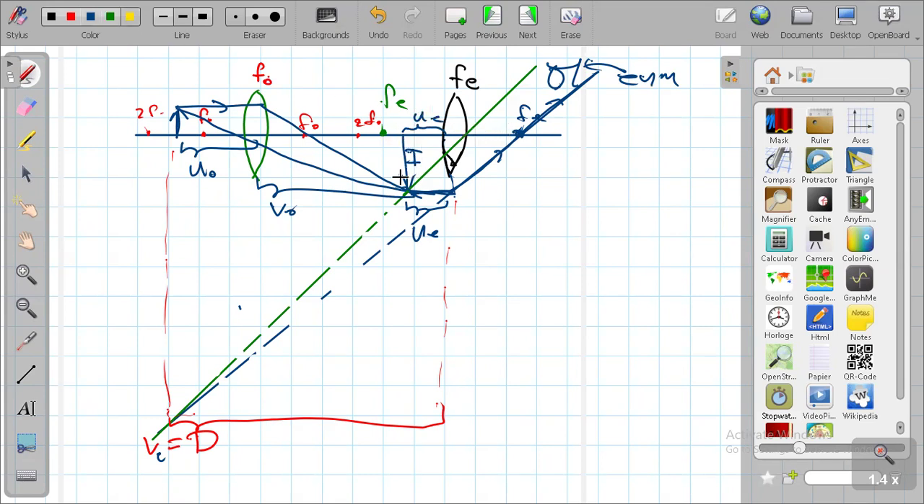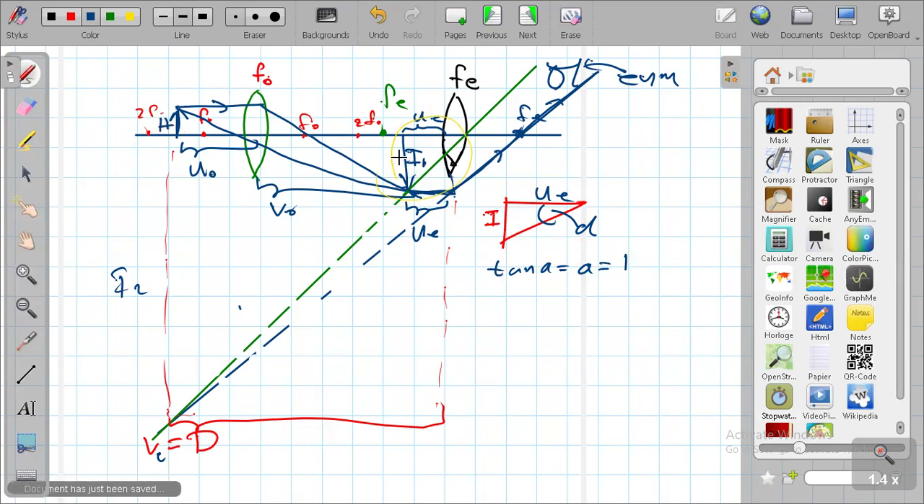This triangle again. This is I1 actually. This is I2. Angle at UE is alpha. So you know tan alpha equals alpha equals, I use this one as capital H, this one as simple h. So h over UE, equation number one.